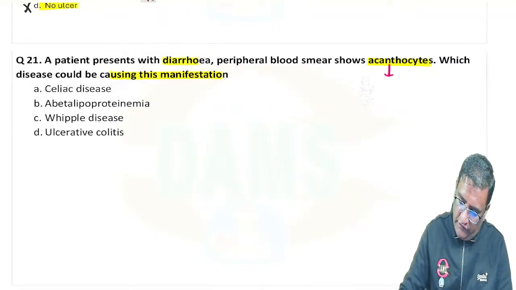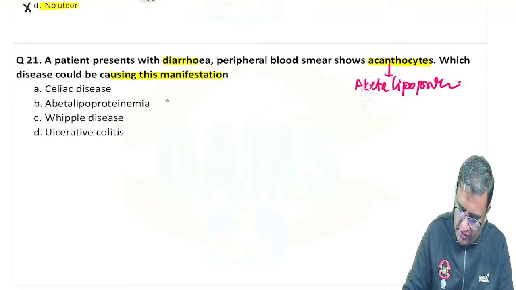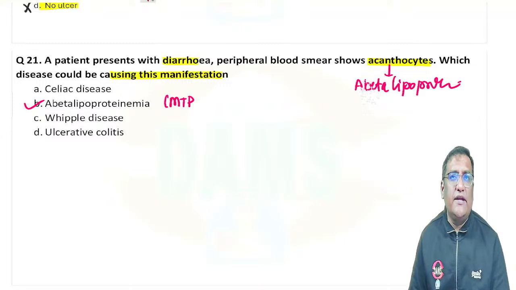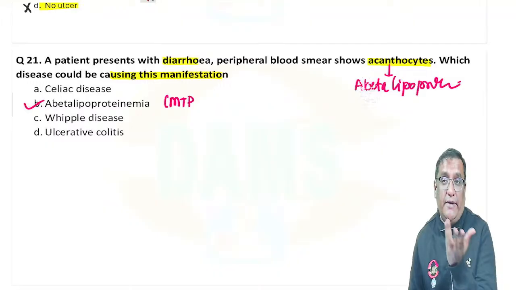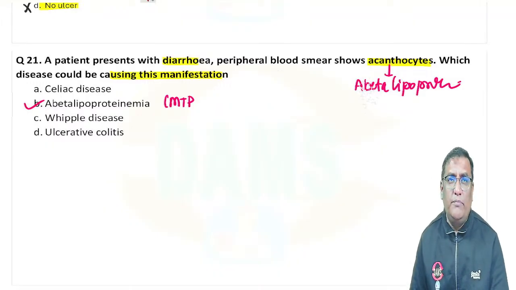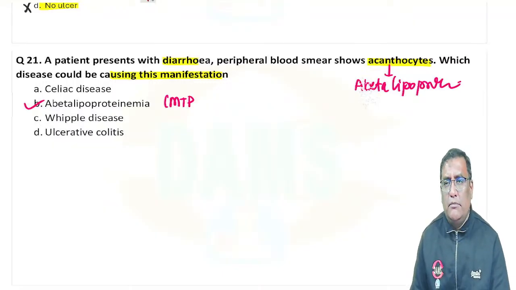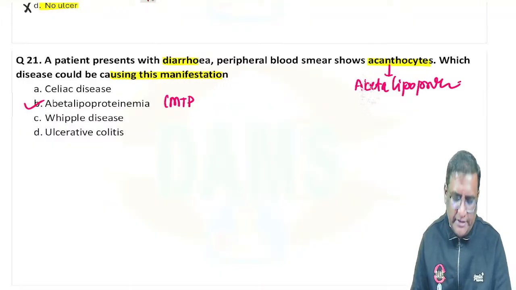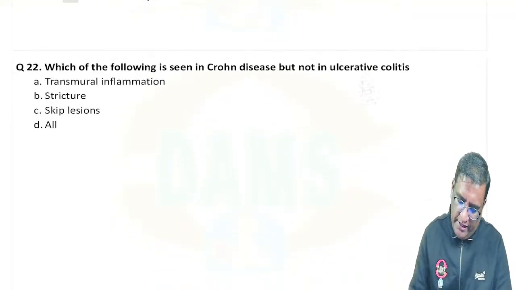Acanthocytes are very characteristically seen in abetalipoproteinemia due to MTP mutation. Celiac disease can cause folate deficiency or iron deficiency, both of them. So accordingly, they can manifest as a microcytic or a macrocytic anemia. Ulcerative colitis, because of bleeding, can lead to iron deficiency anemia. Whipple disease, malabsorption of fat, etc. can be happening then.